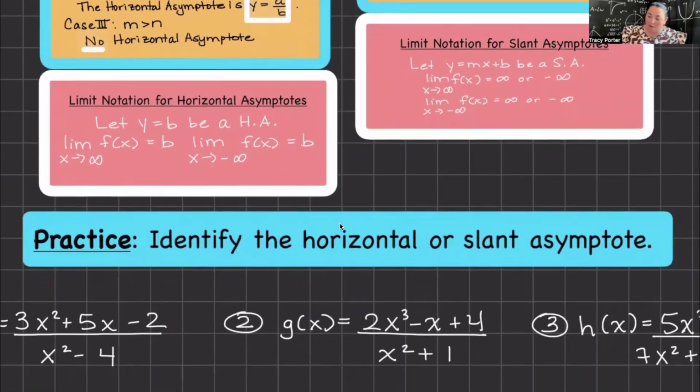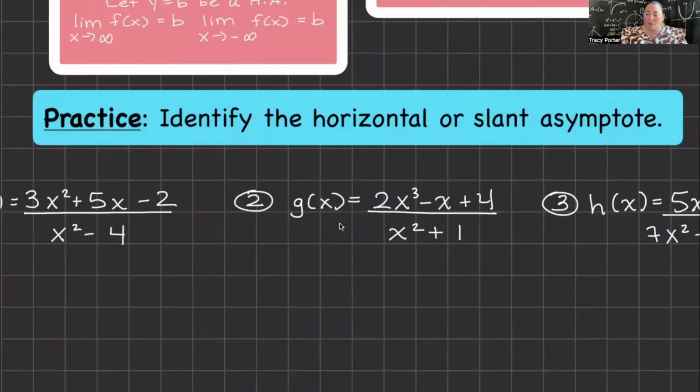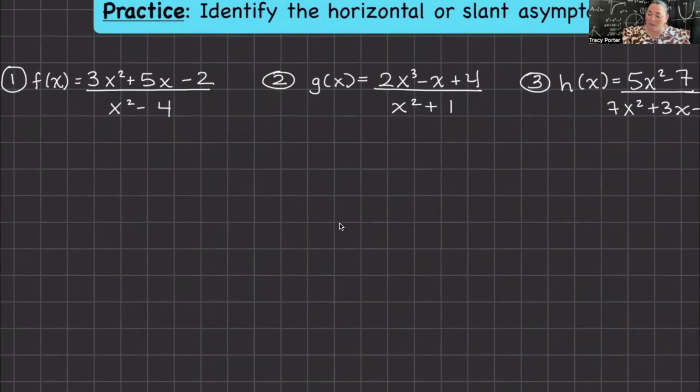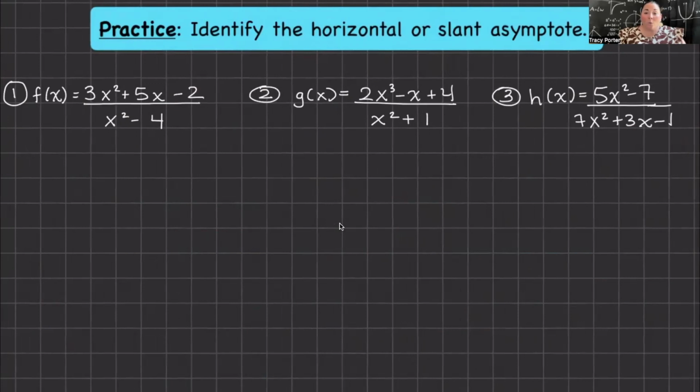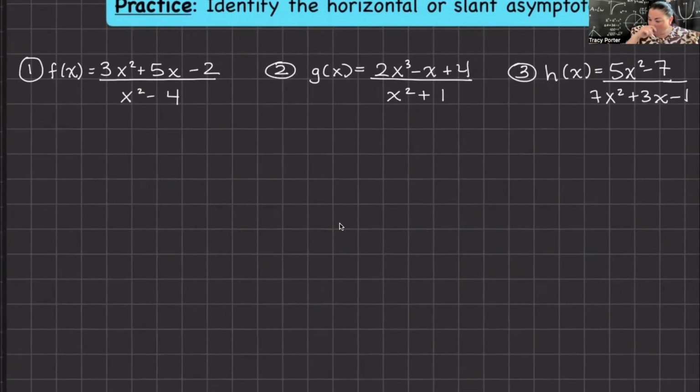Let's go down here to some practice. Here are a few problems we can go over. We are going to identify the horizontal or slant asymptote using the technique we just mentioned. You want to look at your rational function, the numerator and the denominator. You may want to put each in standard form if it's not, because ultimately all we care about are the leading terms.